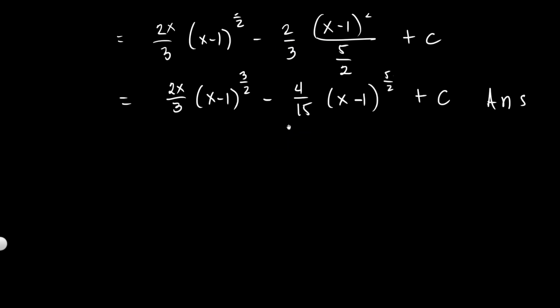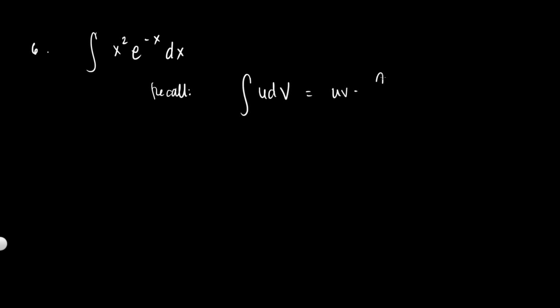Number 6. So, what is the integral of x squared e raised to minus x dx? Okay, so integration by parts. Again, so you don't forget, you can write the formula. No? So, we have the integral of u dv equals uv minus the integral of v du.